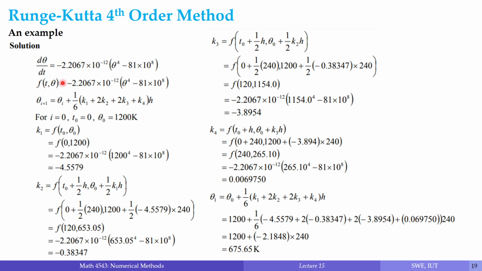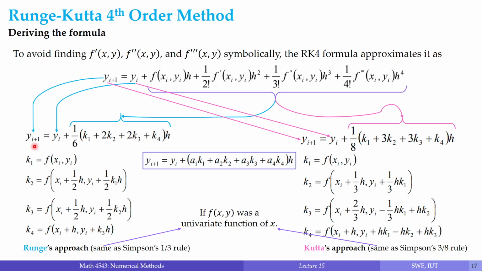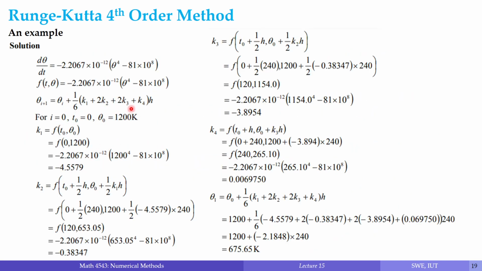So what do we know? We know our bivariate function, f of t and theta, just like before. It's this expression over here because we have cast the first order derivative as a bivariate function. We also know the formula for the RK4 method in Runge's approach: y sub i plus 1 equals y sub i plus 1 by 6 times k1 plus 2 times k2 plus 2 times k3 plus k4, times h. So we applied that formula over here.